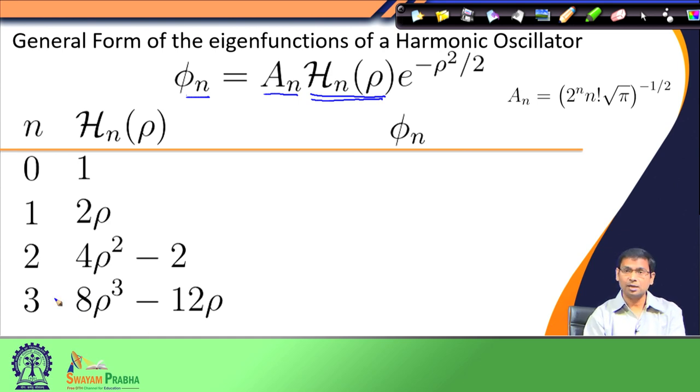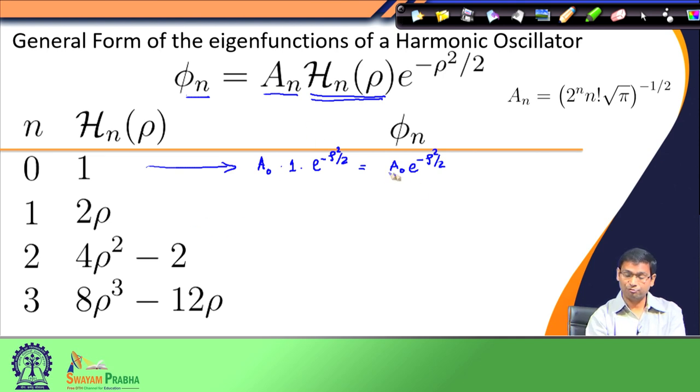We will now write down the lowest few eigenfunctions of the harmonic oscillator. Let us see what is phi 0. We have already derived it accurately, but we would use this functional form to write down this expression. When n is 0, I have A 0, which is the normalization constant, and the 0th order Hermite polynomial is simply 1, times e to the power minus rho square by 2. So, you can see this is simply A 0 e to the power minus rho square by 2. This is the form we have already seen. So, this is phi 0.